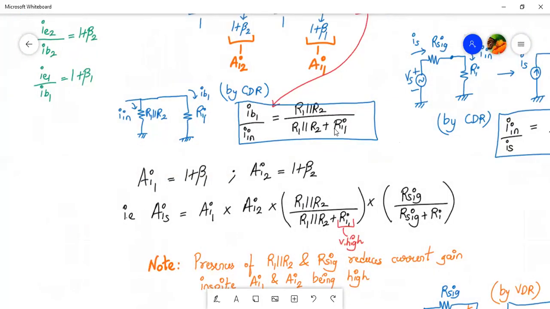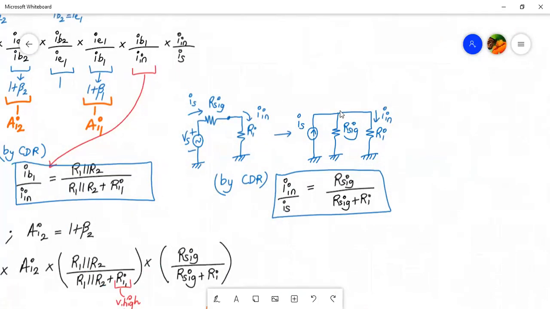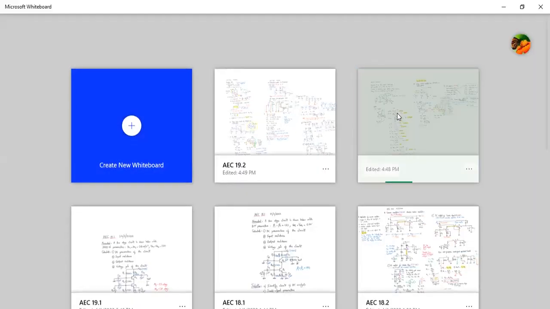This R6 upon R6 plus RI, how did we get it in the first place? Here the R6 was considered to be connected in parallel. And whenever R6 is to be considered in parallel, if it is not present, it has to be considered to be infinite. That is why in the above expression, R6 upon R6 plus RI, that should be infinite value.